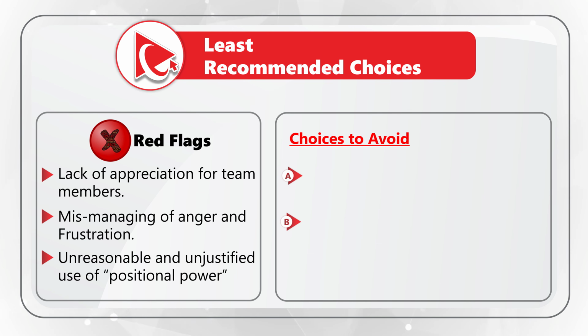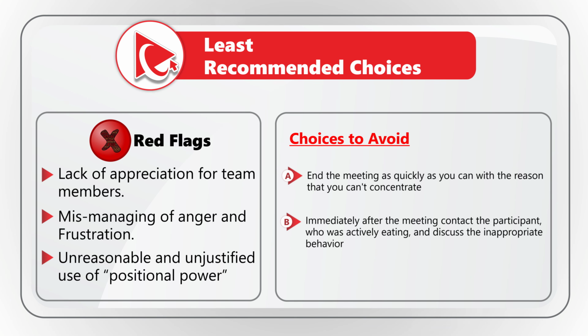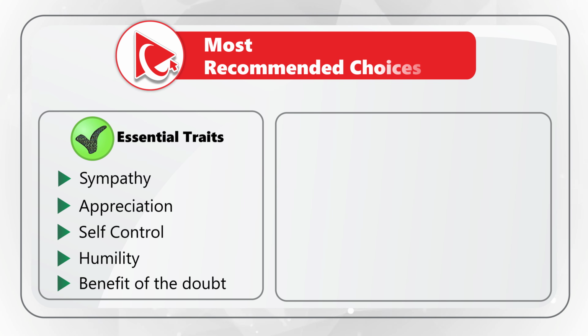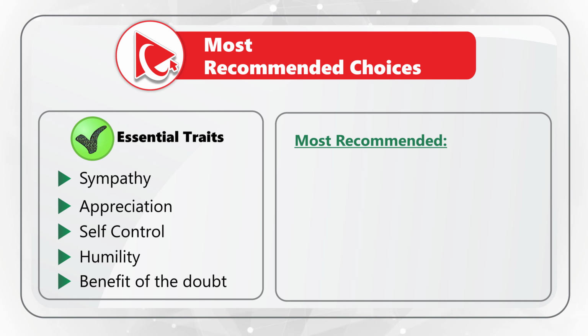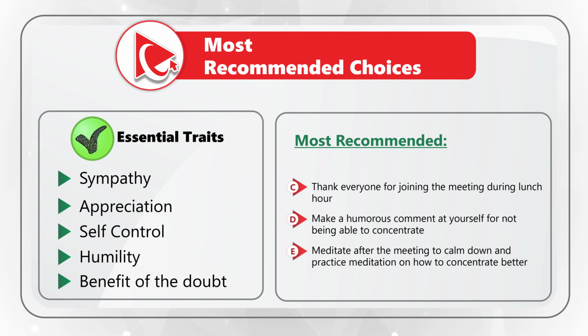Choice A, ending the meeting as quickly as you can with the reason that you can't concentrate, may not be a good choice. And choice B, immediately after the meeting, contacting the participant who was actively eating and discussing the inappropriate behavior, may be an unreasonable and unjustified use of positional power. Considering sympathy, appreciation, self-control, humility, and benefit of the doubt being essential traits for a good leader, I would recommend choices C, D, and E being the most recommended answers.